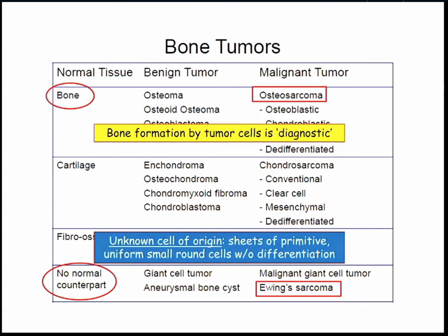As opposed to Ewing's, which has no normal counterpart. That's really an undifferentiated something. Unknown cell of origin. And so when you have these unknown cells, primitive, uniform, round cells, that's pathology for Ewing. And they're going to set you up. They'll describe the tumor, but the pathologies could not be any more opposite.